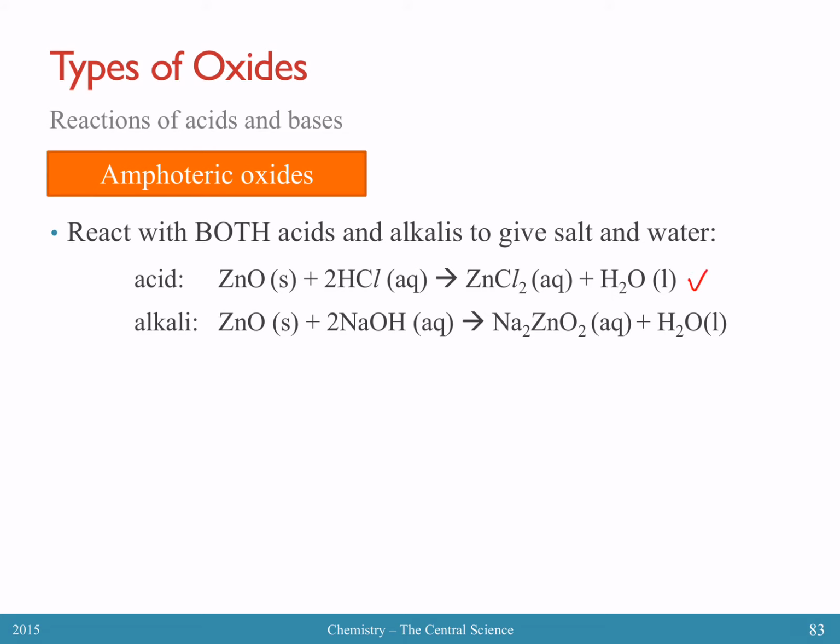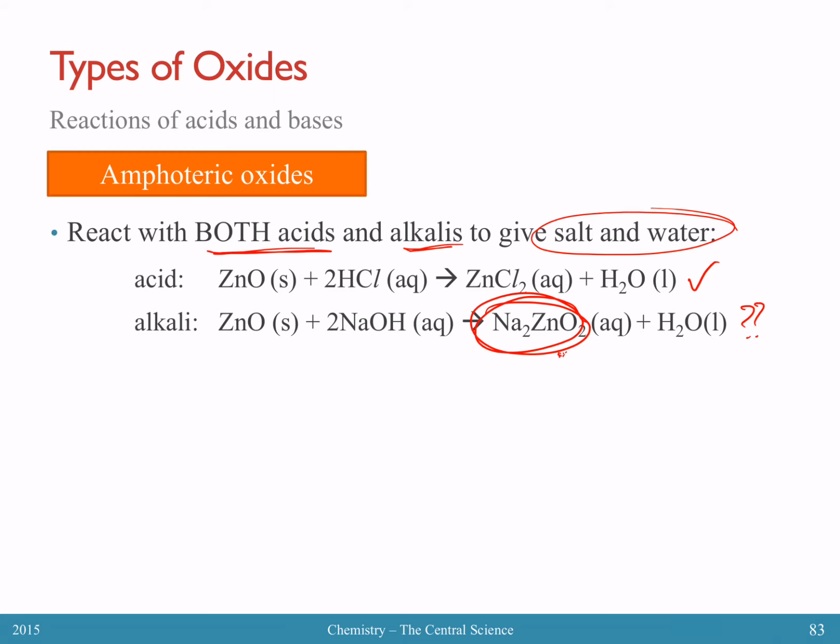Now, I know this one you can write. This one you'll be like, huh? What is this? You don't need to know how to write this. Just know that it reacts with both acids and alkali, and they always give salt and water. In the presence of an acid, zinc oxide behaves like a basic oxide. In the presence of an alkali, zinc oxide behaves like an acidic oxide.